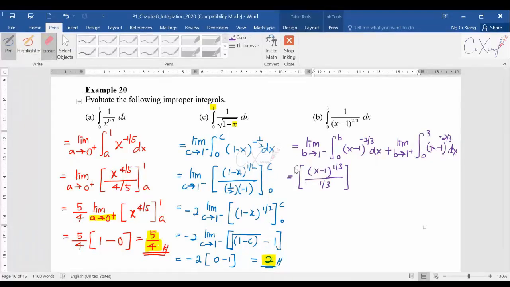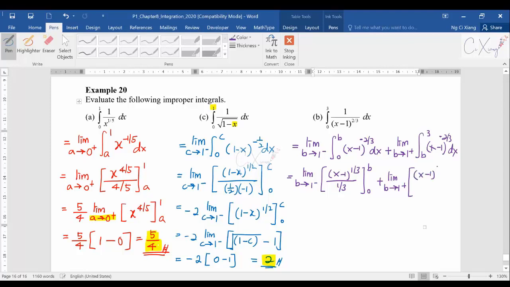Oh, sorry, I forgot to put the limit in front. Okay, wait. So I have limit b to 1 negative, then (x minus 1) power 1 over 3 divided by 1 over 3, from b to 0. Then the same thing happens here: limit b to 1 plus. And again, I think the integration is still the same, right? So b and 0. Sorry, it is not b and 0. It should be 3 and b.